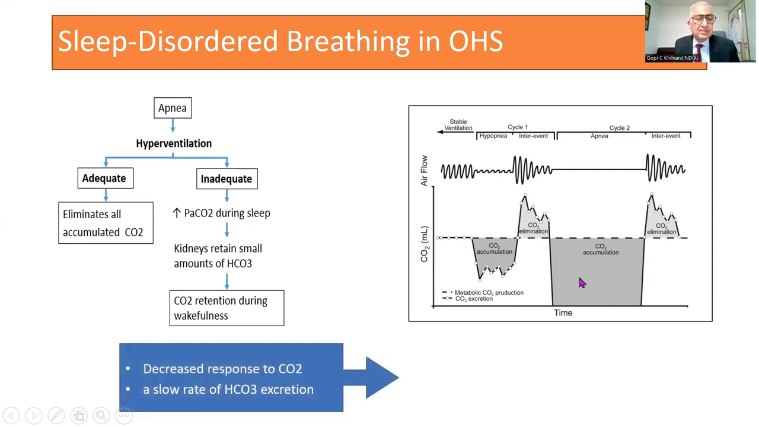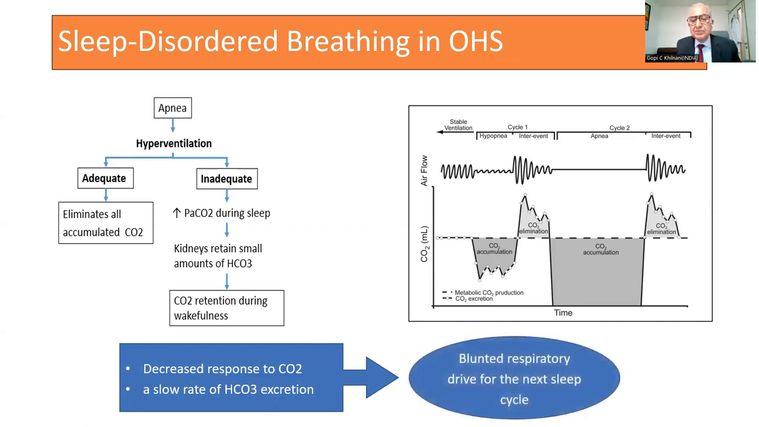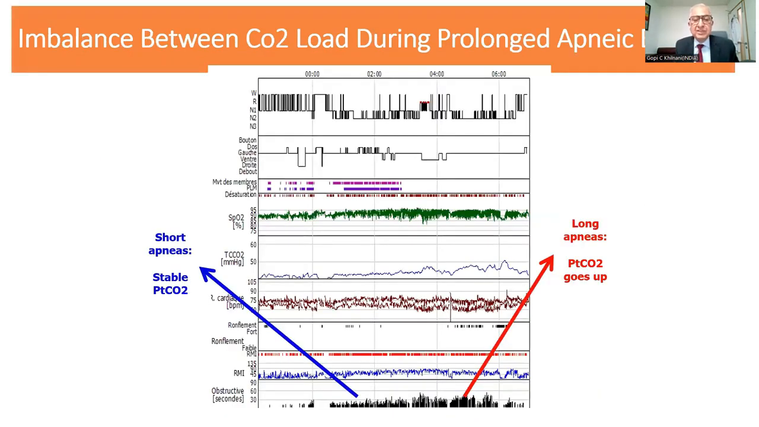obesity hypoventilation syndrome. What ultimately happens is that there is a decrease in response to carbon dioxide rise, which leads to slow rate of bicarb excretion, leading to blunted respiratory drive and rise in CO2 and rise in bicarbonate, which becomes a surrogate marker of obesity hypoventilation syndrome.